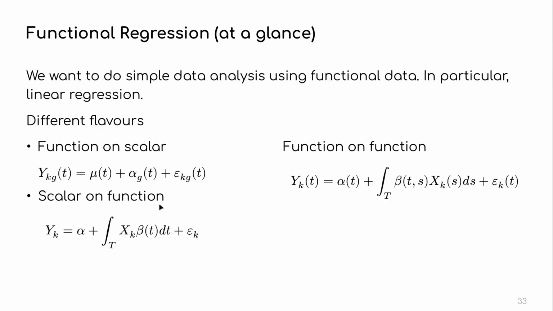I can do the inverse. I can try to model a scalar variable using a function. And in this case, for example, in L2 it would be something like this: y could be a constant alpha plus the integral of x times a function beta of t, plus some noise epsilon, and beta of t is the function I'm trying to learn here. There's a bunch of schemes to learn it. It's a bit complicated. And then I can also try to fit a function using other functions. This is an even more general case, where I'm trying to learn a function alpha of t and a kernel beta of t, s.